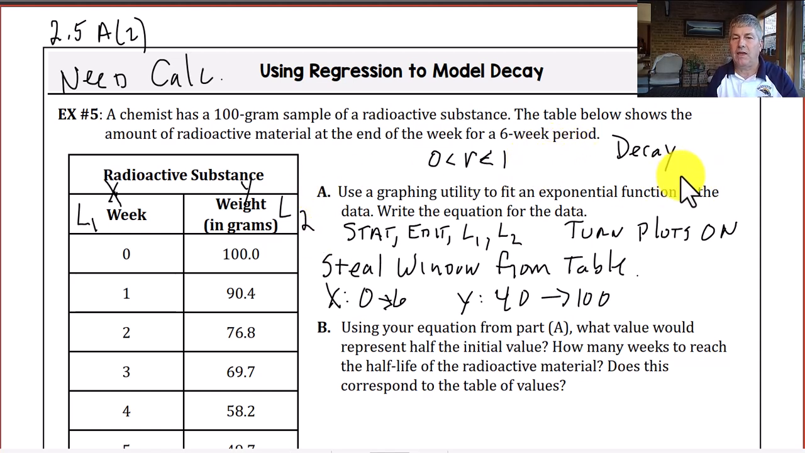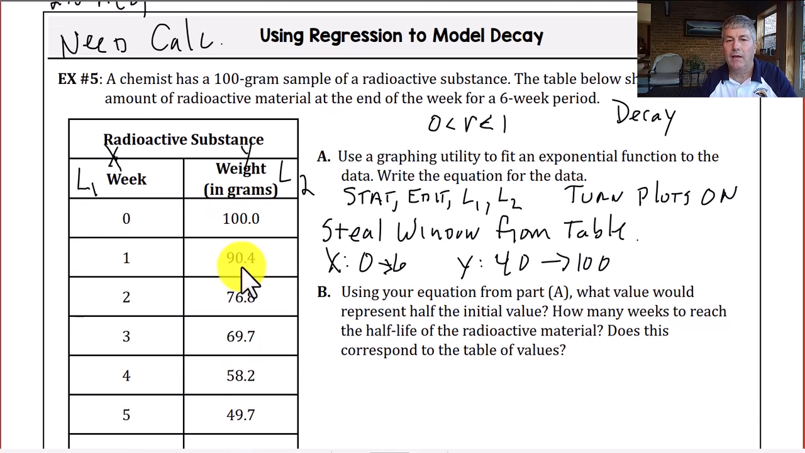So we have a decay model, so we know that our R is going to be somewhere between 0 and 1. In our table, our weeks are going to be our X's, and our weight in grams will be our Y's. Now we're going to use our calculator for this, and we're going to go into the stat menu, and we're going to fill out lists for list 1 and list 2 for our X's and Y's, and enter the data into our calculator. So using a graphing utility to fit the exponential function, write the equation for the data.